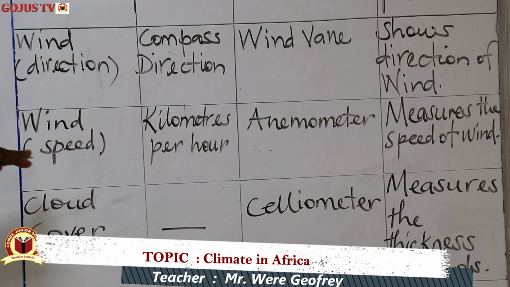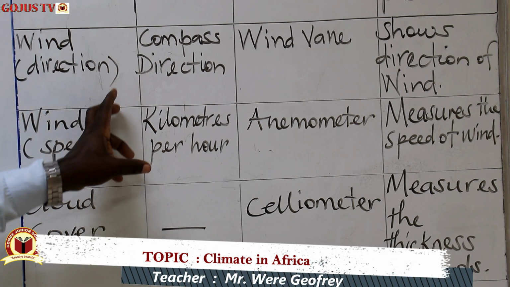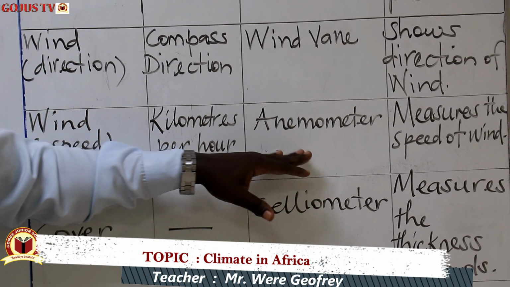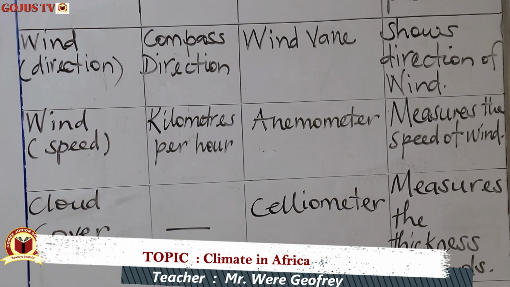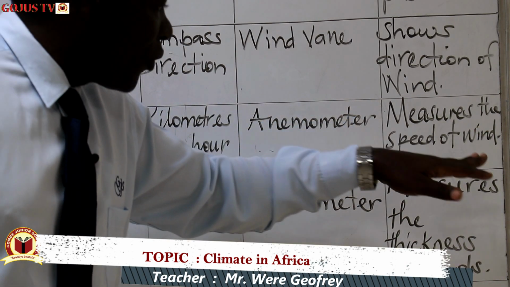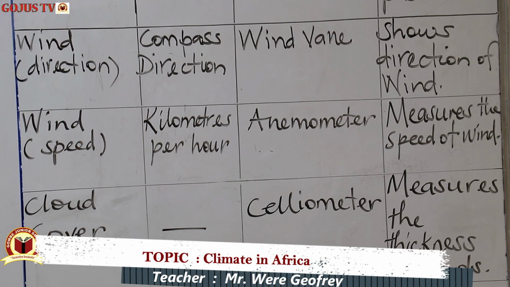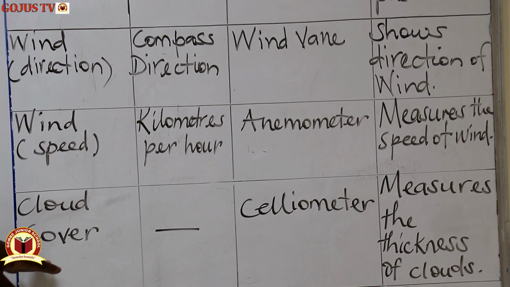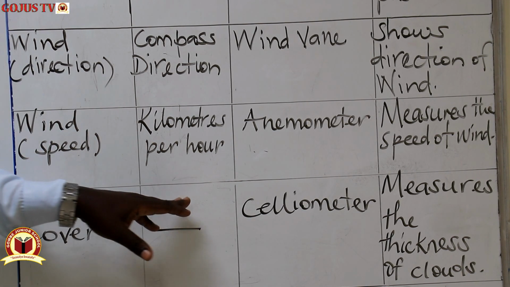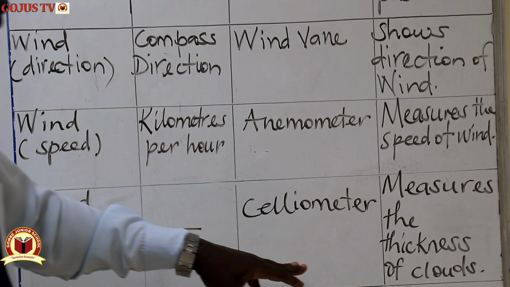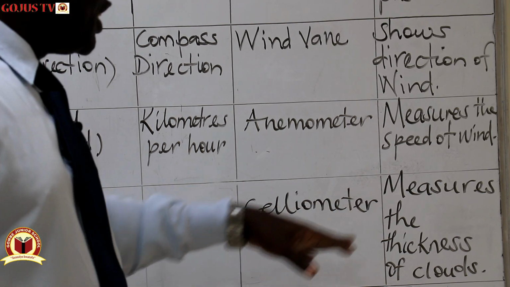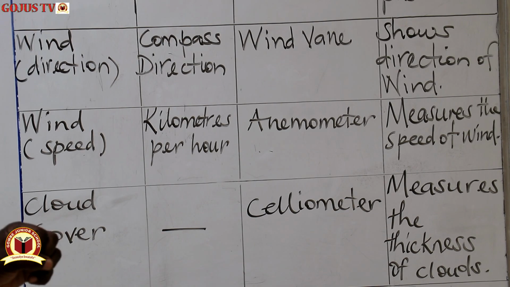We have speed of wind. This one is measured in kilometers per hour. The instrument used is known as the anemometer. The anemometer is an instrument used to measure the speed of wind. We have the cloud cover. The cloud cover, unlike other elements of weather, doesn't have units. But the instrument used is known as the nephoscope. It measures the thickness of the clouds.